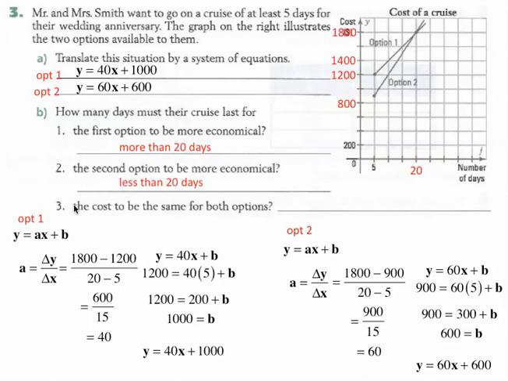All right, so when is the cost the same for both options? Well, right here. Okay, at day 20, they both cost 1,800. Okay, and that is it for question 3.